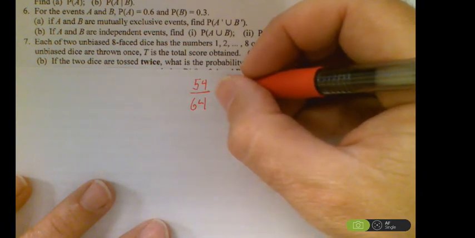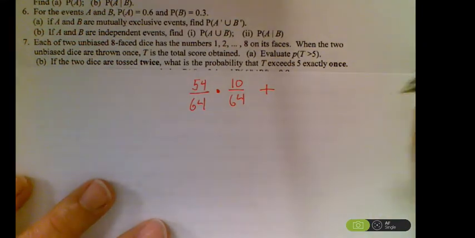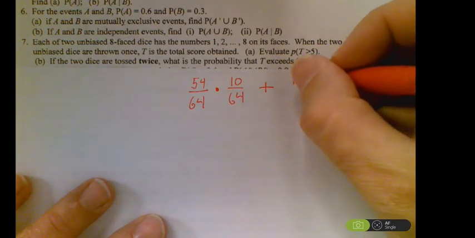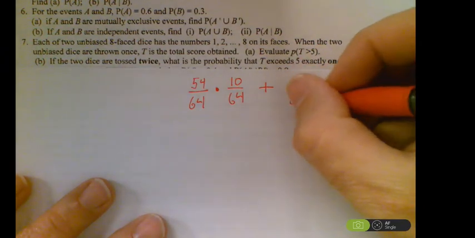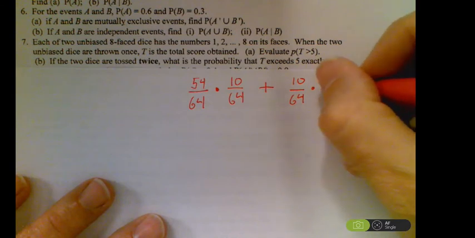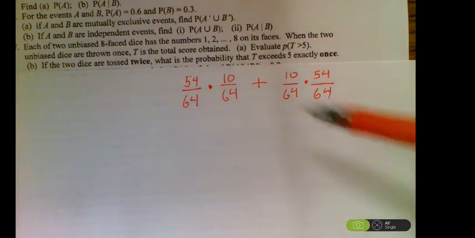So that's one case. Or, and we always throw in a plus when you say the word or, we could have the case where my first toss is not greater than 5, but my second toss is. So there are two ways that this could happen. It could go in either order.